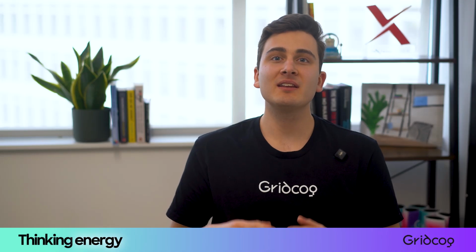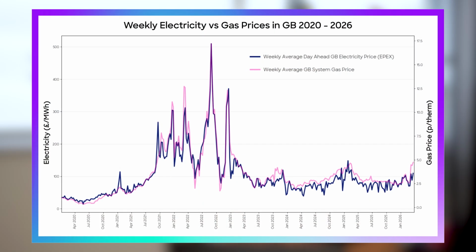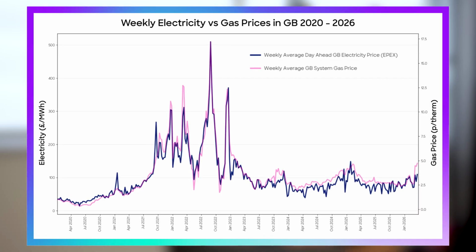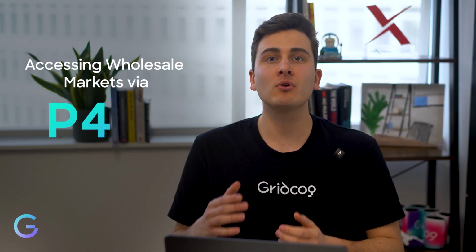With energy costs remaining volatile and high in GB and electrification accelerating across logistics, real estate and transport, behind-the-meter flexibility is becoming increasingly critical for managing electricity costs and meeting the rising demand given limited grid connections. A core component of this behind-the-meter value stack for many sites is accessing wholesale markets via P415.